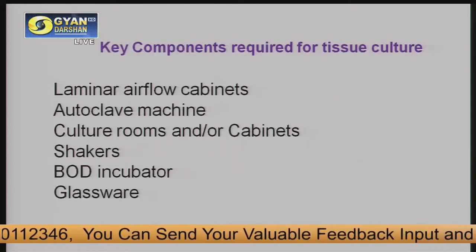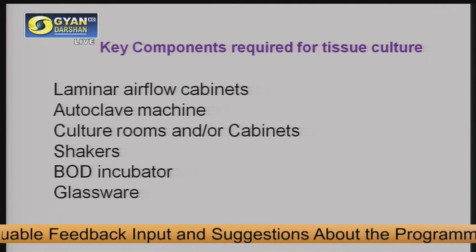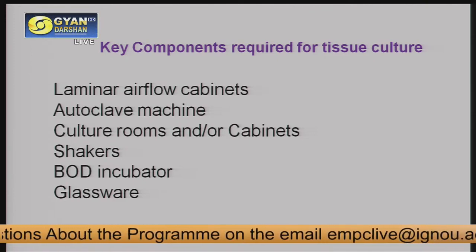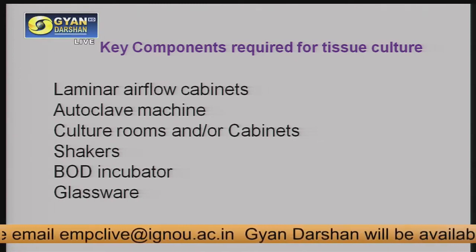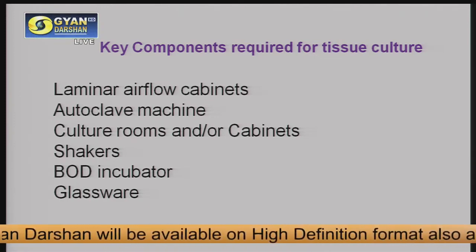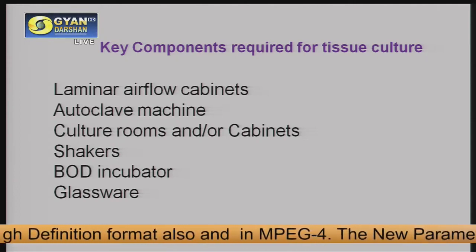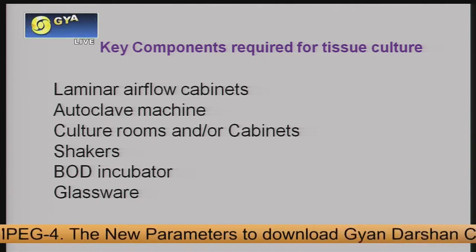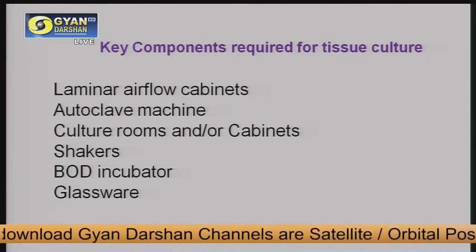Now next I come to, supposing you want to develop a tissue culture laboratory. So what are the components that you need to purchase to develop a tissue culture laboratory? You need a laminar airflow cabinet. Just like in bacteria, for microbiology work you need that. Here also you need a laminar airflow cabinet. You need an autoclave machine, that is for the sterilization of media, sterilization of the culture vessels, glasswares, plasticwares, all the instruments like forceps, needles. Okay, so you need to sterilize them.